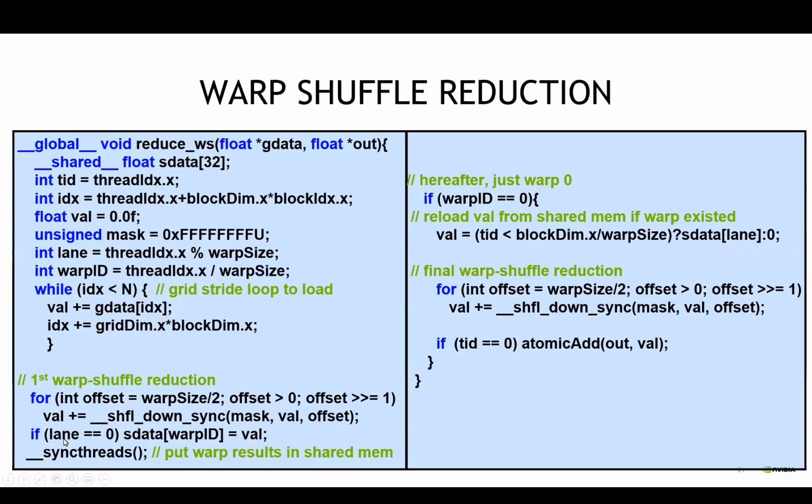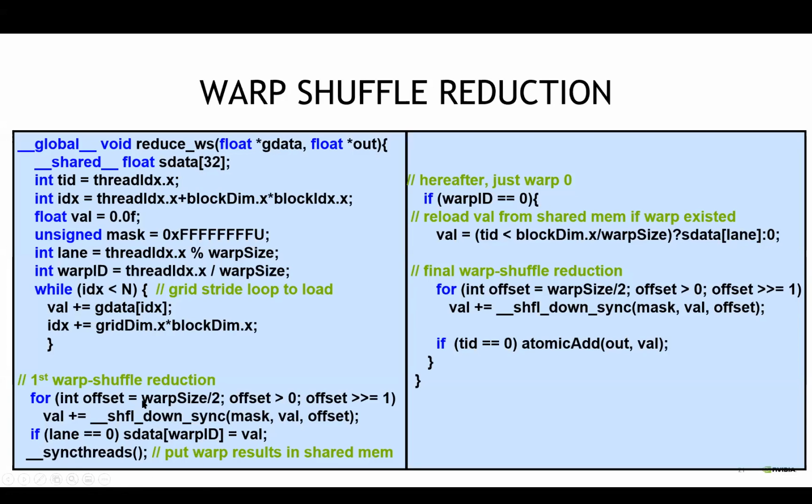So each warp will have its thread corresponding to lane 0 write its accumulated value into shared memory. And now we have to make sure that every warp has done that operation before we allow anyone to proceed. So we're going to use the sync threads operation, just like we had a sync threads in our sweep reduction in the previous example, for the same reason.